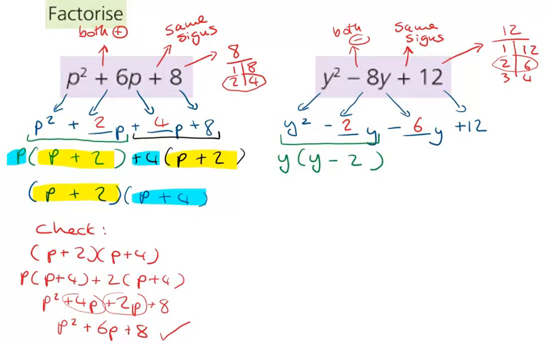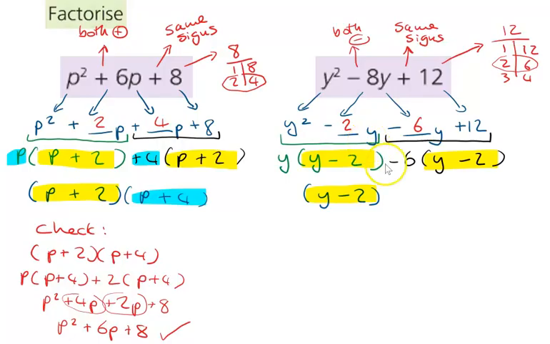I then factorize the right two terms. And my highest common factor is minus 6. And minus 6y divided by minus 6 is going to be y. And 12 divided by minus 6 is minus 2. My brackets match, y minus 2. So that's going to be the first part of my answer. And then y minus 6 would be the second part of my answer. So this is my answer here, y minus 2 times y minus 6.